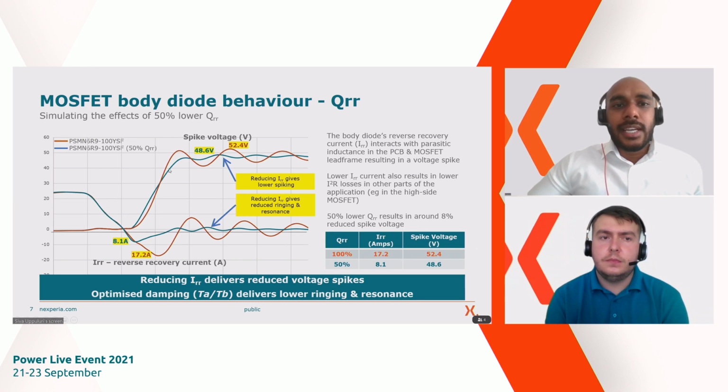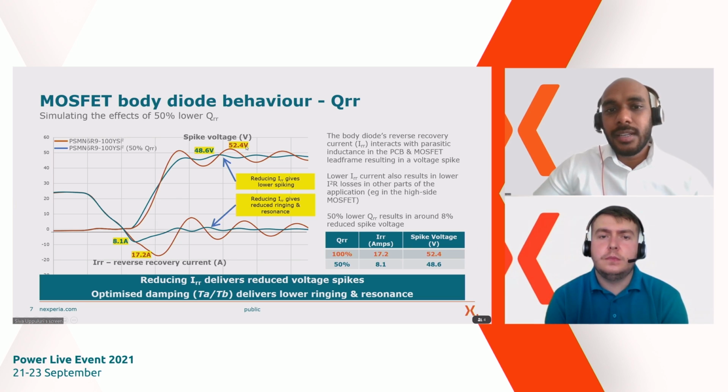Further going into the details of what we saw in the last slide focuses on the peak current and the ringing following that, but this peak current or these current peaks in general interact with the parasitics, as I mentioned, and that results in higher voltage spikes as well. As you can see, the MOSFET with lower QRR resulted in a 48.6 volt spike compared to the one with higher QRR that resulted in a 52.4 volt spike.